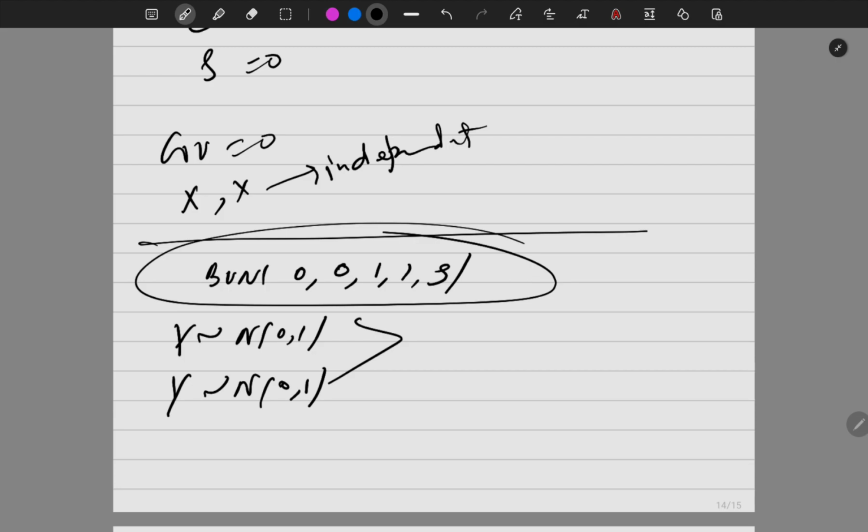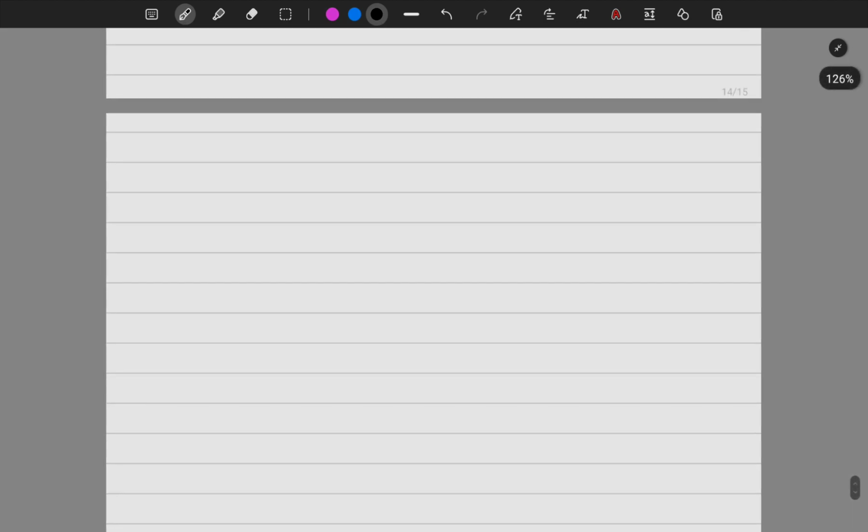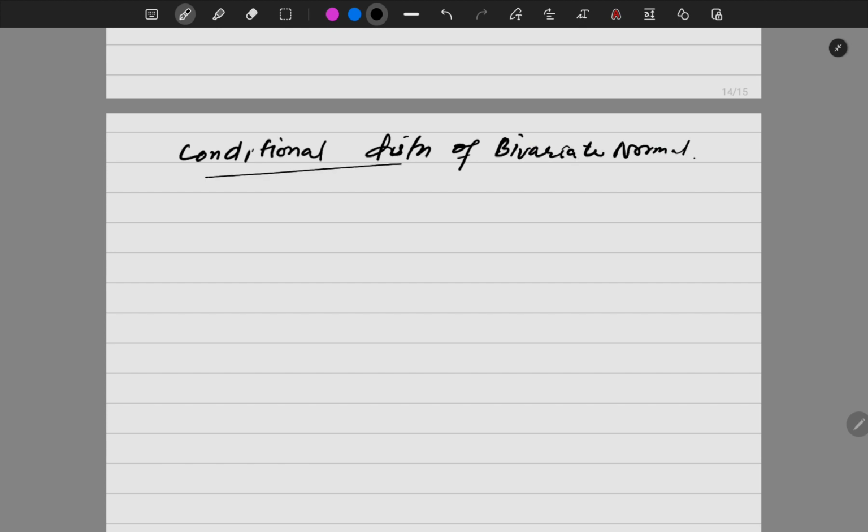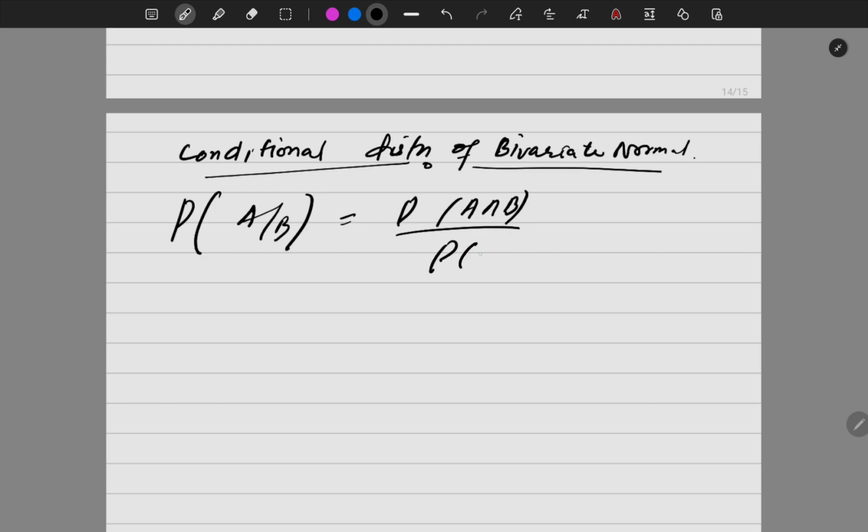सो अब क्या करेंगे हम, conditional distribution of bivariate normal. Now conditional distribution of bivariate normal. As you know, if I am talking about probability of A given B, what is this? Probability of A intersection B divided by probability of B. B is that the event has already occurred, right?